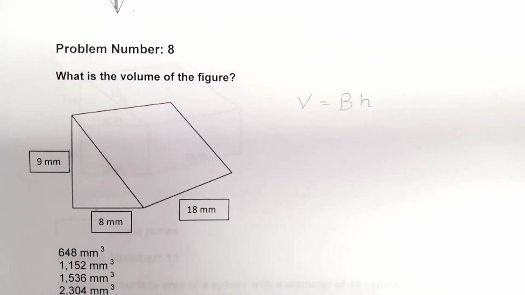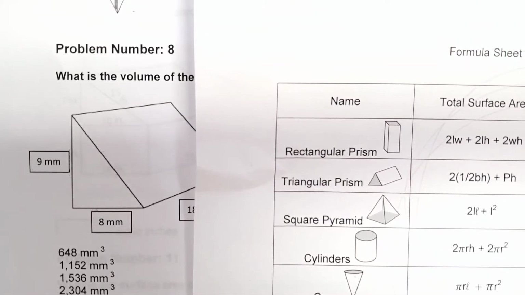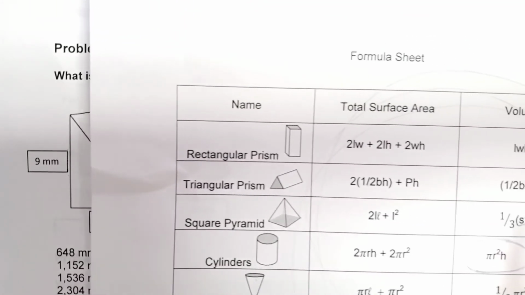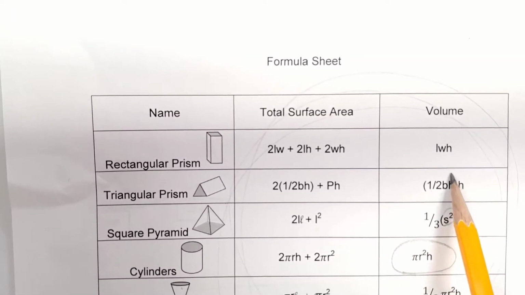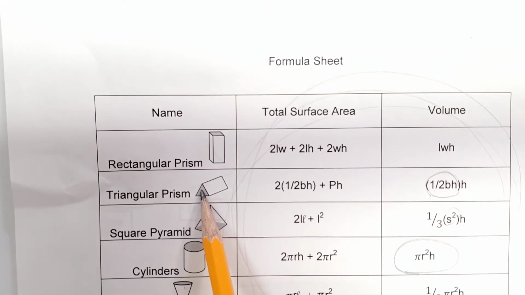Number 8. What is the volume of this figure? Well, do you know what this figure is? If you look at your formula sheet, you'll see that this is a triangular prism. And the volume I have on the formula sheet is 1/2 times base times height, because that's how you find the area of a triangle.